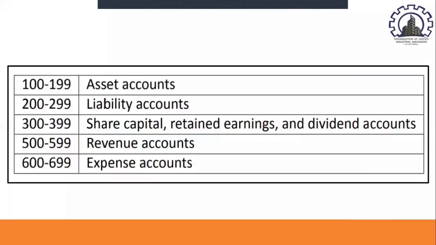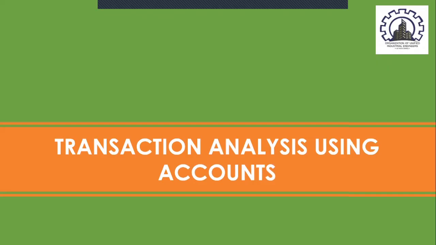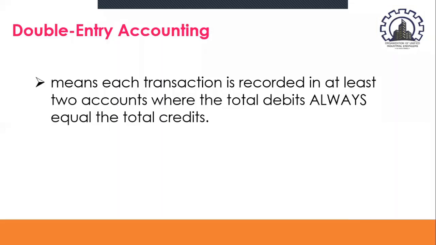All right. So the next key area that we're going to be discussing right now would be transaction analysis using accounts. Now, if you can recall in our chapter 1 discussion, transactions for Big Dog Car Works Corporation were analyzed to determine the change in each item of the accounting equation. Now, in this chapter, we will use these same transactions to demonstrate double entry accounting. So what do we mean by double entry accounting then? Well, as we learned in chapter 1, double entry accounting means each transaction is recorded in at least two accounts where the total debits always equal total credits.